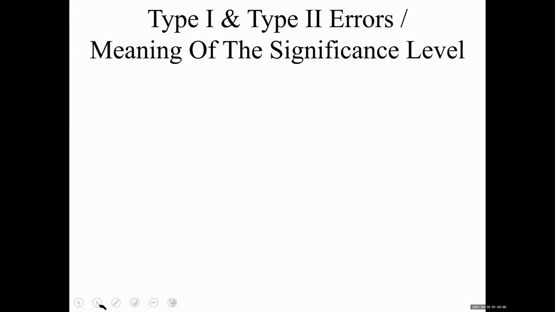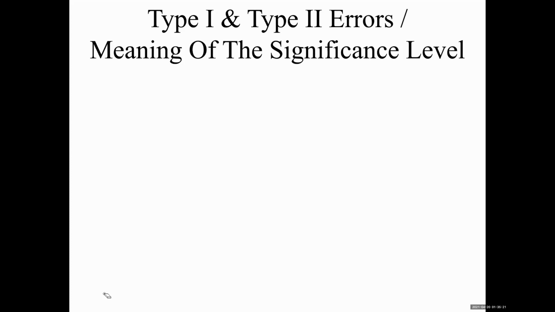Let's move on. We got to talk about type 1 and type 2 errors and the meaning of the significance level. So let's go ahead and do that. So the thing is, when you run a test, when you run a hypothesis test, you get a conclusion, right? Like believe the king or don't believe the king, right? Reject H0, do not reject H0.